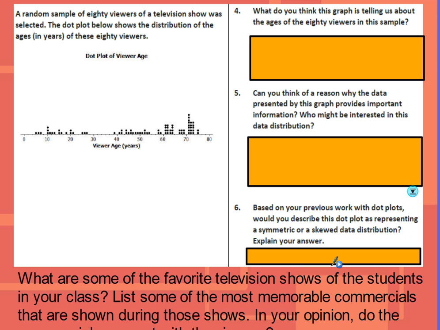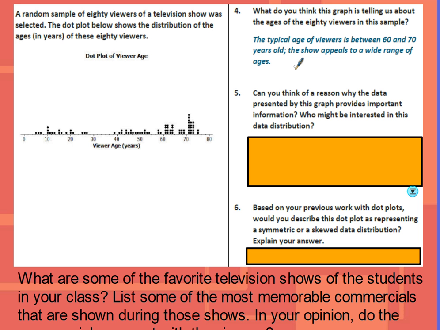Alright, on the next page we have a dot plot of viewer ages. So, what do you think this graph is telling us about the ages of 80 viewers in this sample? Alright, he said most of the viewers are between 70 and 80. Survey says, that says the typical age of viewers.